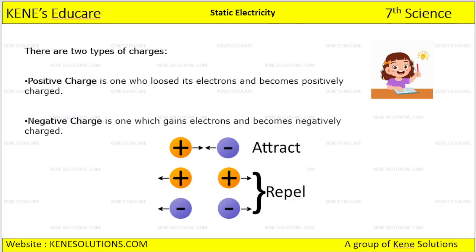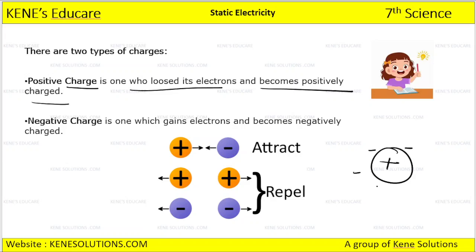Talking about the charge, there are two charges. Positive charge: one who loses its electron and becomes positively charged. मतलब किसी भी एटम में पॉजिटिव चार्ज एंड नेगेटिव चार्ज रहता है. जब भी वो बॉडी नेगेटिव चार्ज को देती है तो उस पे आ जाता है पॉजिटिव चार्ज, बिकॉज उसके नेगेटिव चार्ज तो चले जाएंगे एंड इट विल हैव ओनली पॉजिटिव चार्ज. तो उस बॉडी को हम बोलेंगे पॉजिटिवली चार्ज बॉडी.